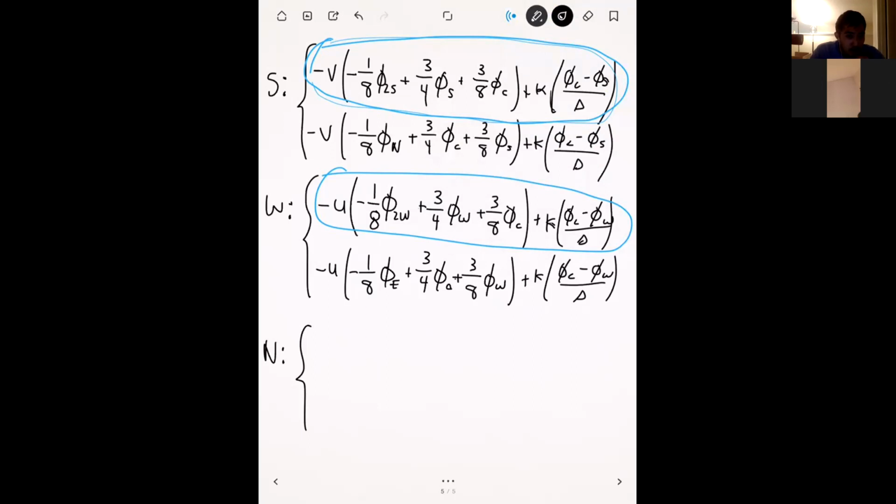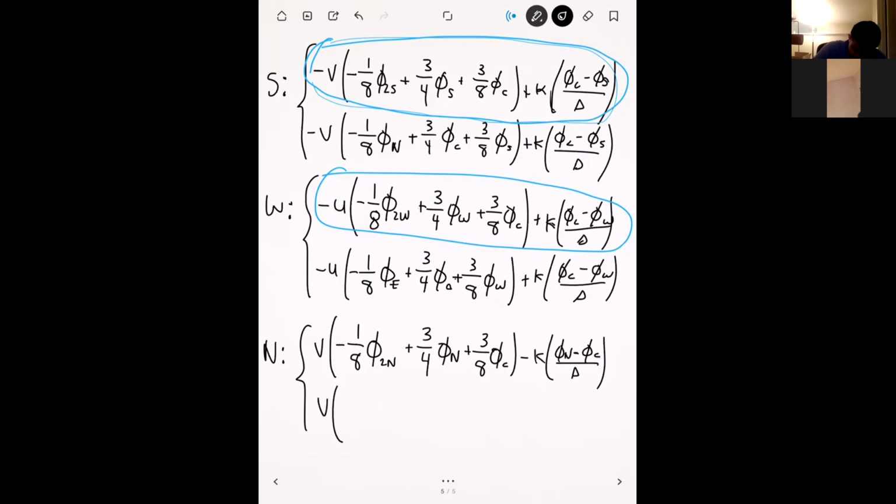Let me do version 1. In version 1, we put another neighbor on the same side, which is the north. I told you it wasn't quick. Quick is just the name. So we have a minus 1/8 phi2n plus 3/4 phi n plus 3/8 phi c, and then minus k, because it's a north integral, times (phi sub n minus phi sub c), all divided by delta.